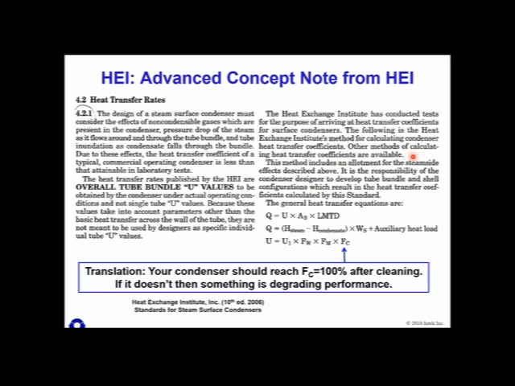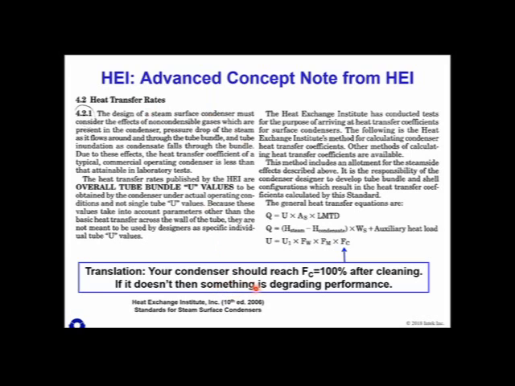So it is a responsibility. Let's see, where is it? Oh, here. These are the effects that I'm referring to. The design of a steam surface condenser must consider the effects of non-condensable gases which are present in the condenser, pressure drop of the steam as it flows in and around the tube bundle, and inundation as condensate falls through the bundle. So this U equation, all these values, take all of this into account. There's a margin for all of this stuff.